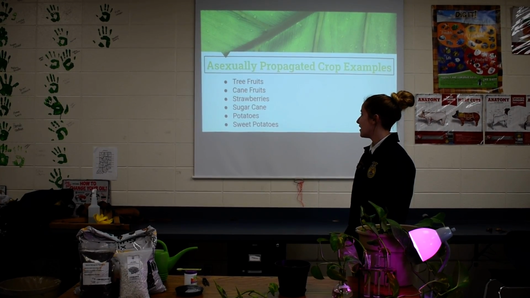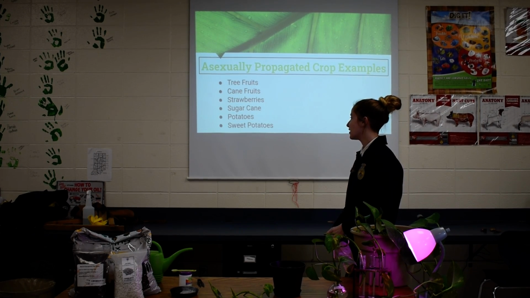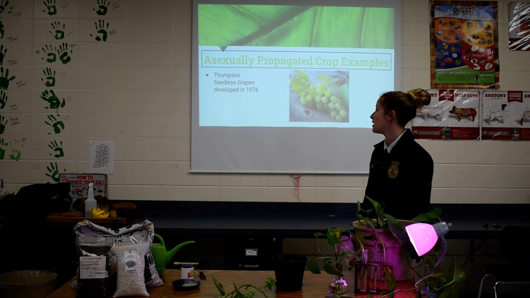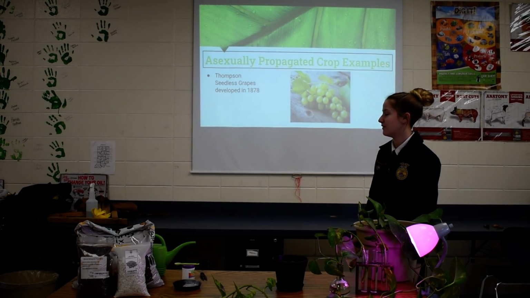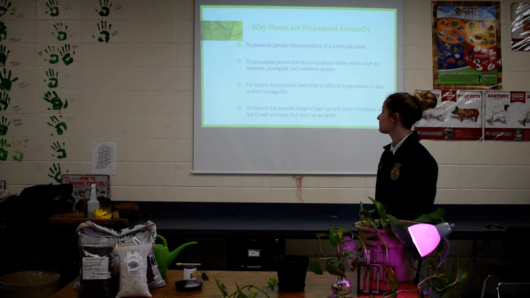Some examples of asexually propagated plants are tree fruit, cane fruit, strawberries, sugarcane, potatoes, and sweet potatoes. A good example of this is the Thompson Seedless grape, developed in 1878. Farmers have been using clones since before recorded history.